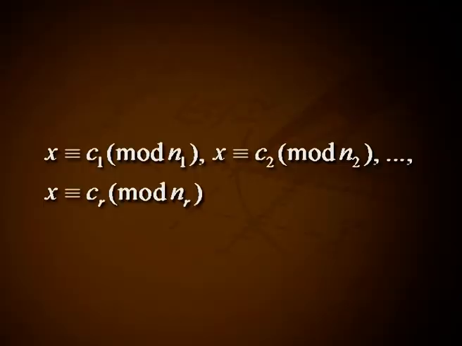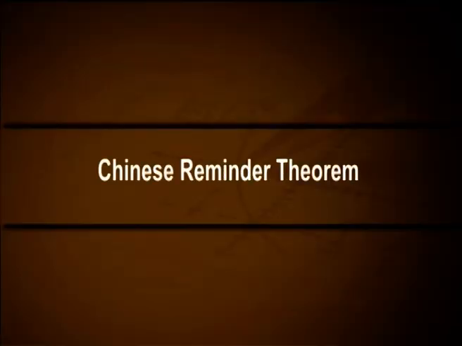The solution of the individual congruence assumes the form x ≡ c1 mod n1, x ≡ c2 mod n2, etc., x ≡ cr mod nr. Thus, the problem is reduced to one of finding a simultaneous solution of a system of congruences of this simpler type. Theorem 2, Chinese remainder theorem.